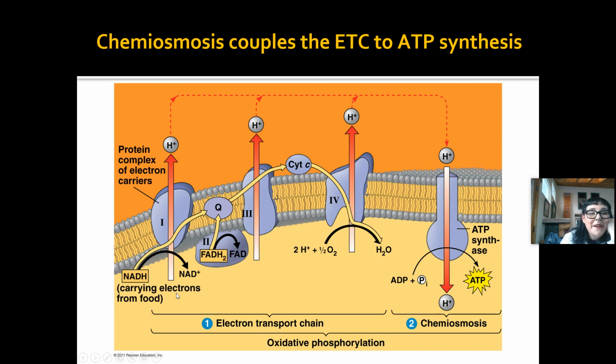Okay, and here's another picture. If I were you, one way that I would try to study for this would be to look at this picture and try to explain each step and what's going on. And if you get stuck, let me know.